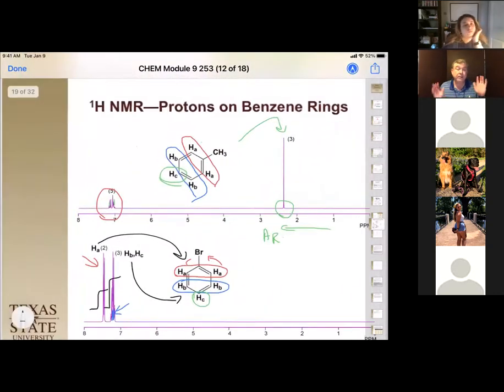And of course, bromine does not show up in proton NMR because it's not hydrogen. Questions about benzene rings? Okay. It's kind of like the other cyclos, where you have to think about hydrogens as unique because of their spatialness or because of their connectivity.